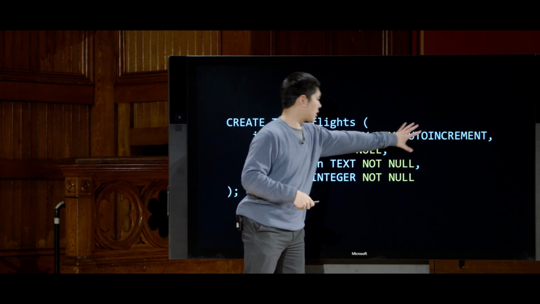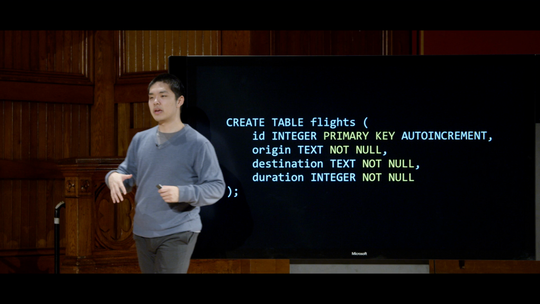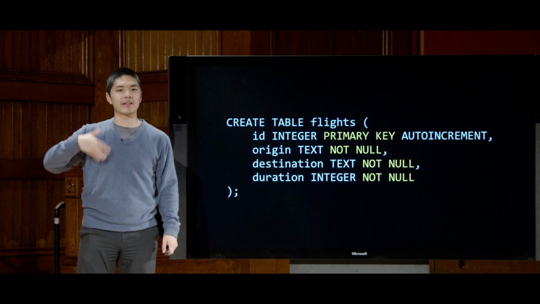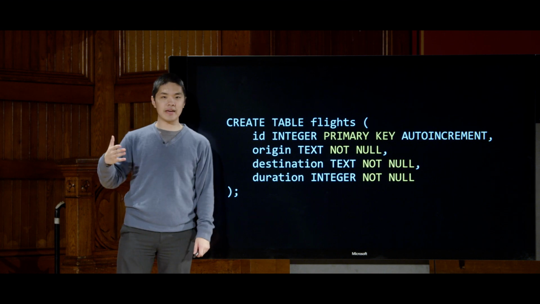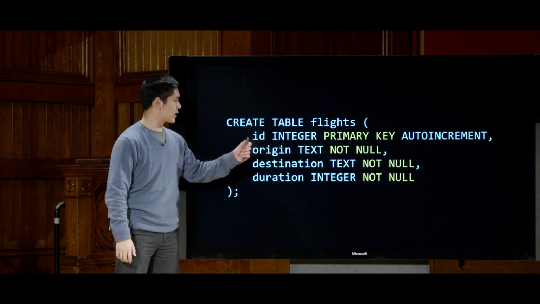And then finally, this autoincrement after the primary key is a cue to SQL to automatically update the ID every time I add a new row into the table. So if I add a new flight, I can give the flight an origin, destination, and duration.